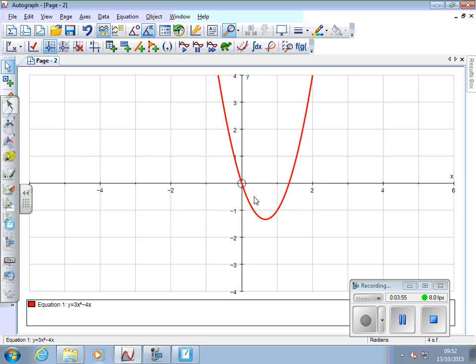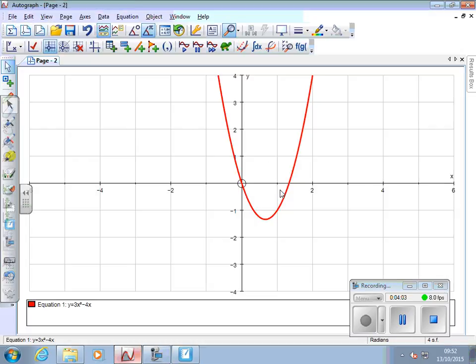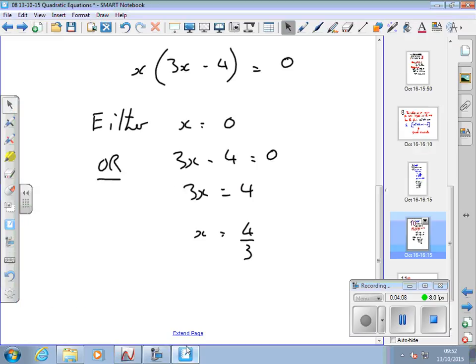One of my answers is always going to be 0, and then we're looking for, well, what's this one? And we just found out what that one is. It's 4 over 3, and you can see from the graph that's roughly 1 and 1/3. So that's how you solve these things if c equals 0, straightforward.